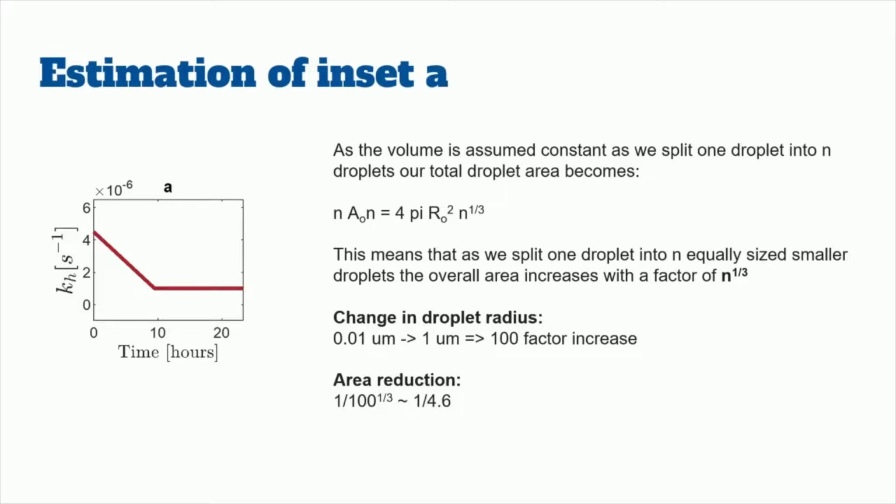Starting from the end and assuming that the volume is constant, we have an expression for the total droplet area as we split one droplet into n droplets. From this we have that one droplet split into n equally sized smaller droplets increases the area with a factor of n to 1/3. Using the change in droplet radius, we estimate that the area is reduced with a factor of 4.6.